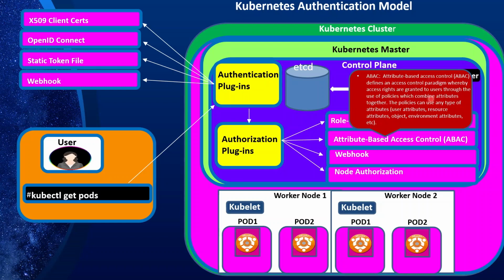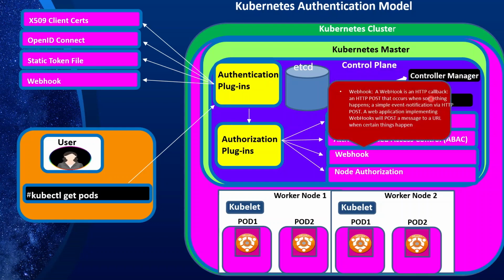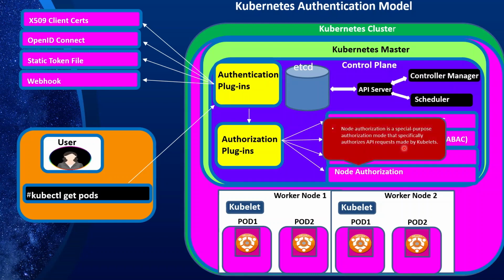For most use cases, I would say RBAC is the preferred way of doing this. But if you have scenarios where, let's say, you want to grant access based on a user who logs in during a certain time in a time zone, then that would be ABAC. But again, for most use cases, I would recommend using RBAC. And webhook, like webhook authentication, is an open way to delegate authorization to a different outside system. And node authorization is a special-purpose authorization method that specifically authorizes API resource requests made by kubelets.